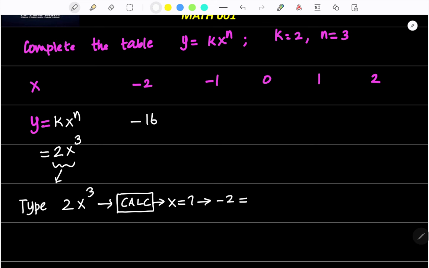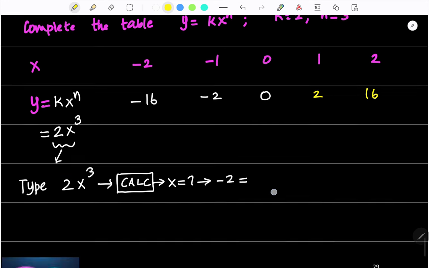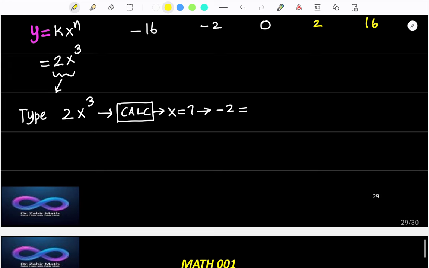Again press calc, x equals minus 1. You will get minus 2. Again press calc and x equal to 0. You will get 0. Again press calc and then press 1. You will get 2, because 1 cube is 1. Again press calc, put x equal to 2 now. You will get 2 cubed times 2, which is 16. So we completed the table. Clear everybody? I think this is the last question.